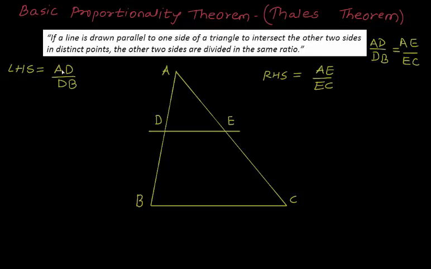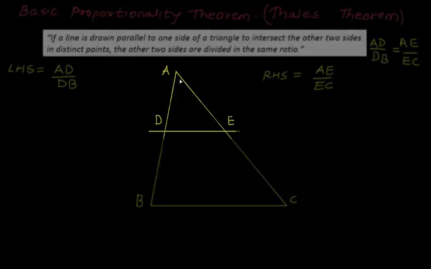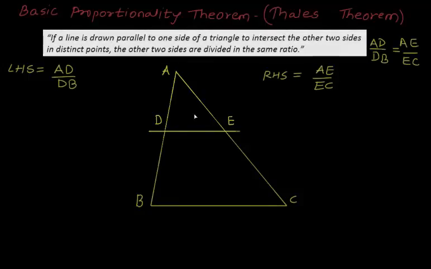Now first we'll consider the segment AD. The segment AD is part of triangle ADE, and we are going to calculate the area of triangle ADE. For this, we'll take AD as the base because we are considering segment AD. So we'll consider AD as the base and we'll draw a perpendicular from E on AD. So the perpendicular will be this one.